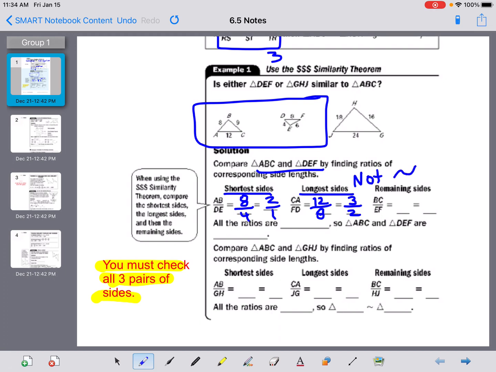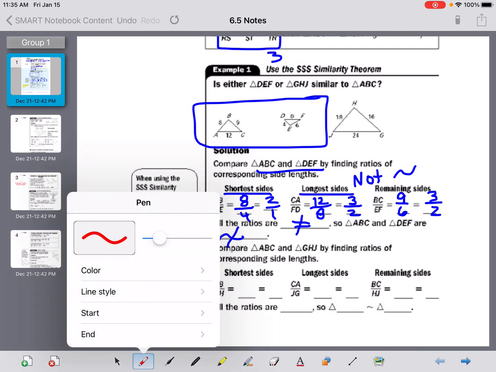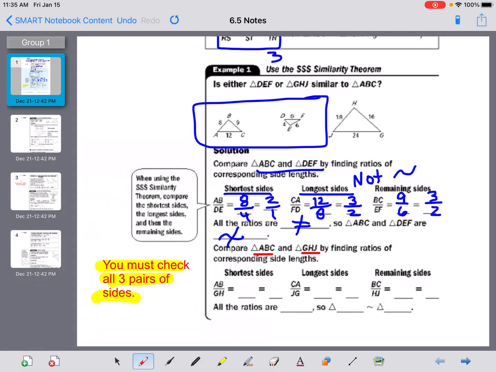So my middle side would be 9 on ABC. My middle side would be 6 on DEF, and I divide by 3, and I get 3 over 2. So I had 2 match, but not all 3, and I have to have all 3. So all the ratios are not equal, so ABC and DEF are not similar, okay? So now let's try the next two. This time they want me to try ABC with GHJ. So I'm trying ABC with GHJ, this second one over here.